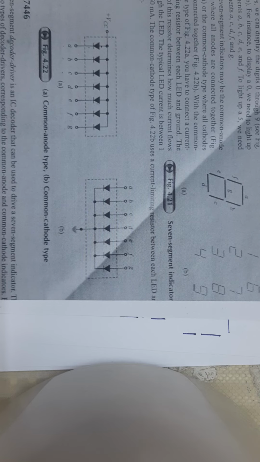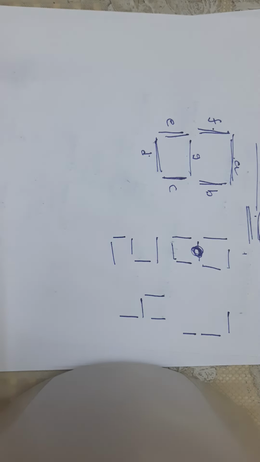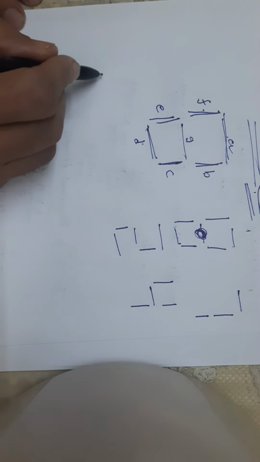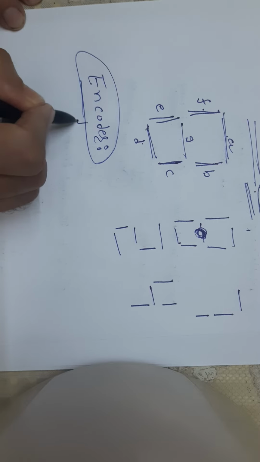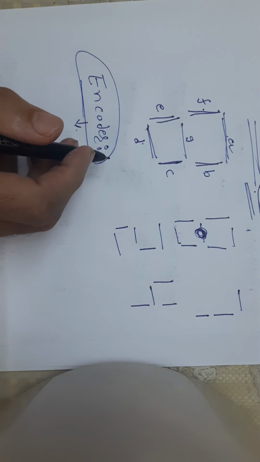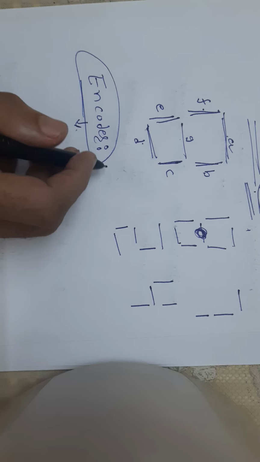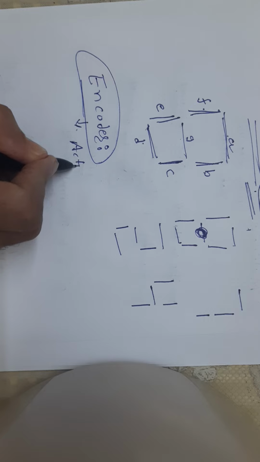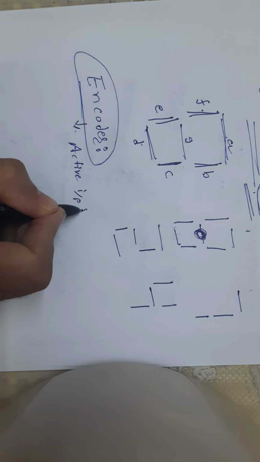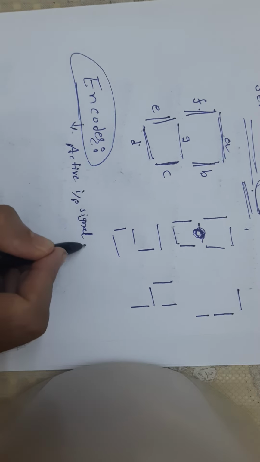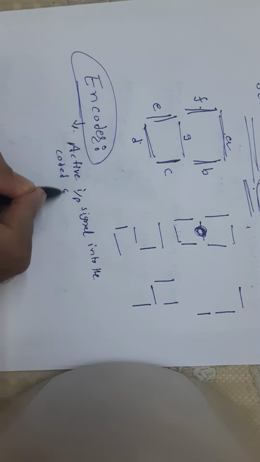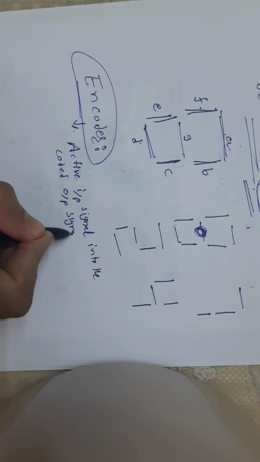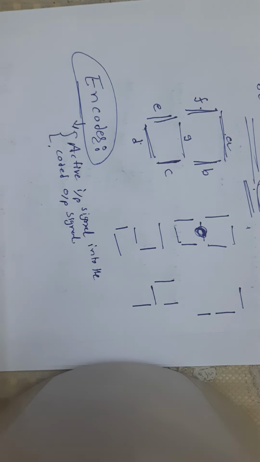Now we are discussing the encoder. What is the meaning of encoder? An encoder converts an active input signal into a coded output signal. This is the working or function of the encoder, right?